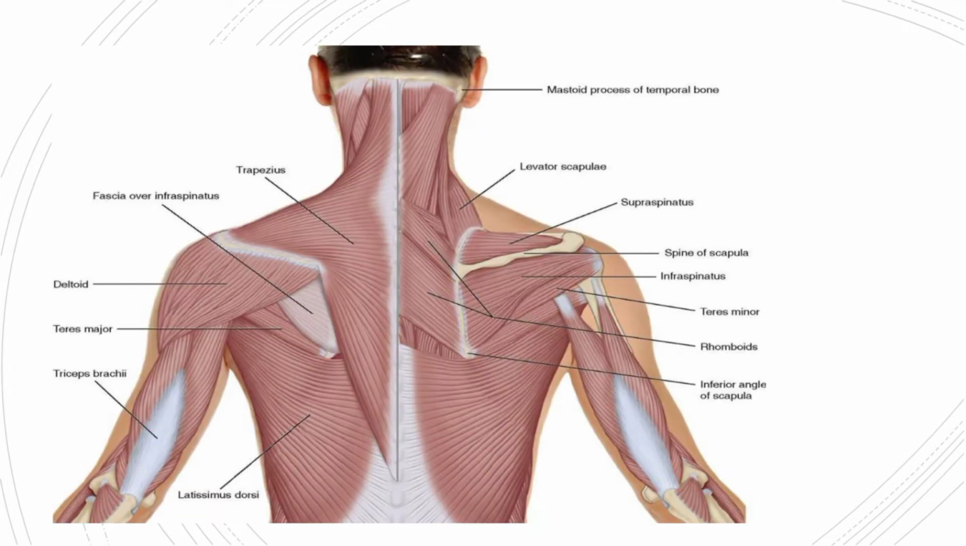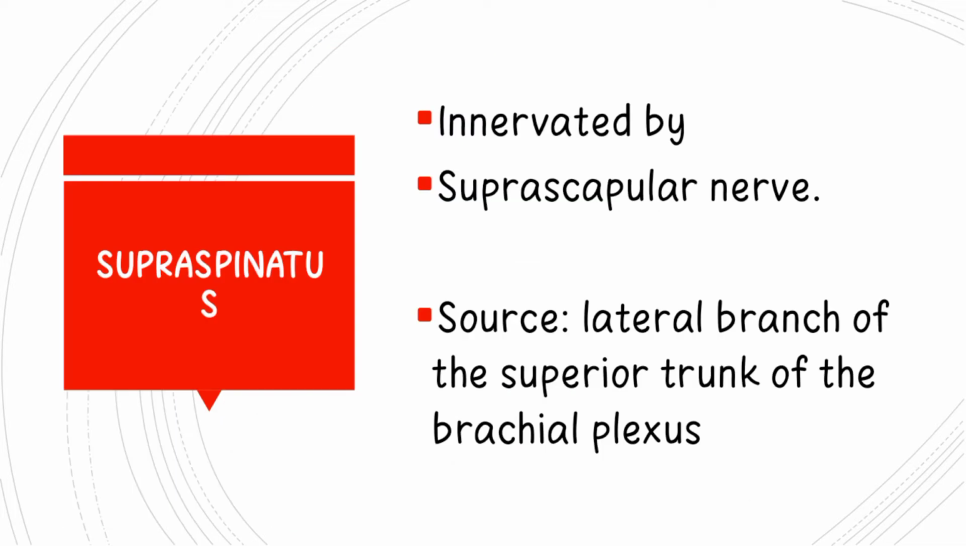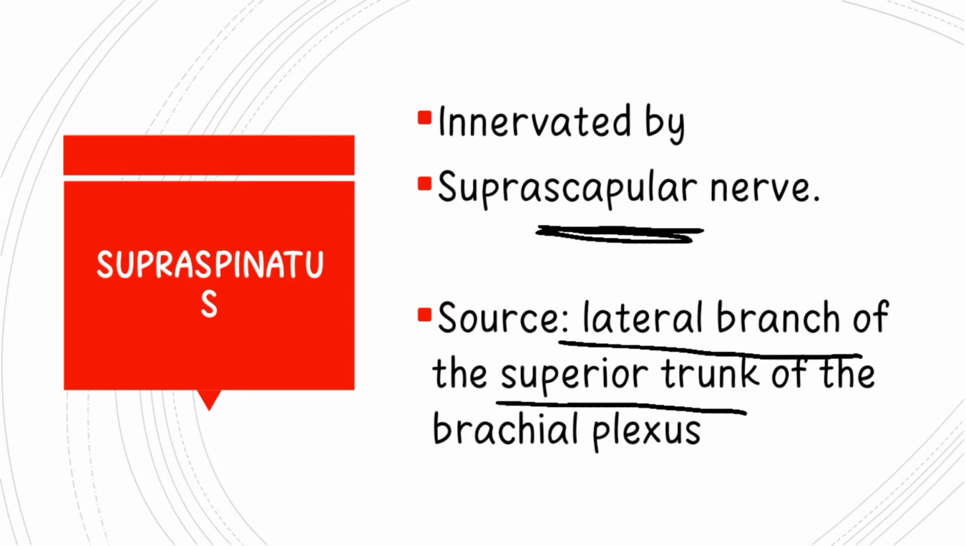So the first muscle we'll be treating today is the supraspinatus. This muscle is innervated by the suprascapular nerve. Mind the term suprascapular nerve. Now this nerve innervates the supraspinatus, and this nerve comes from the lateral branch of the superior cord of the brachial plexus. Yes, this muscle is found at the posterior region of the scapula.